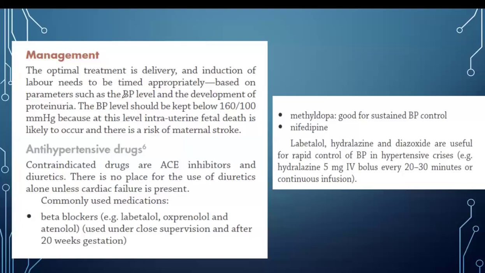So always remember, the first thing is that it is mainly based on hypertension. So we want to keep the blood pressure below 160 by 100. That is the optimal blood pressure in this patient. So always try to keep it below 160 by 100. Now, you can't use all antihypertensives in a pregnant patient. So we normally don't give ACE inhibitors or ARBs. We try not to give diuretics.